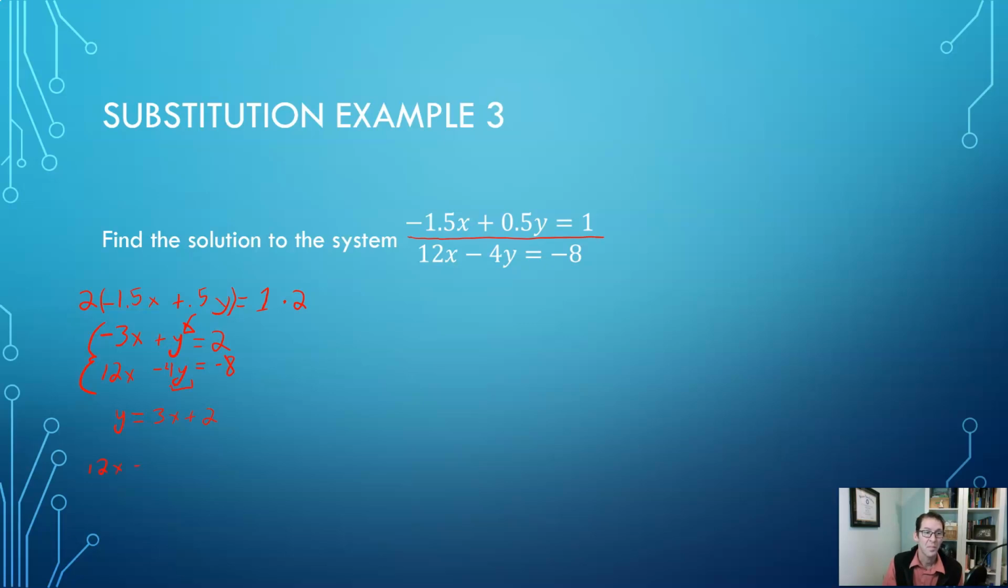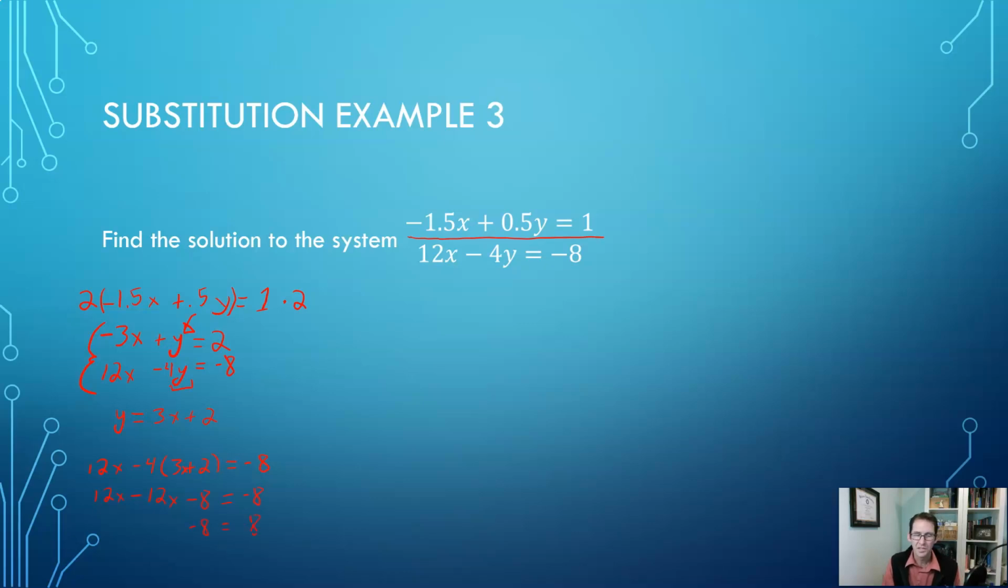12x minus 4 multiplied by 3x plus 2 is equal to negative 8. And let's simplify. Oh, I forgot to put my x here. That would have caused me problems. So I have 12x minus 12x. Negative 4 times 2 is negative 8 equals negative 8. And 12x minus 12x is 0. And that leaves me with a negative 8 equals negative 8.